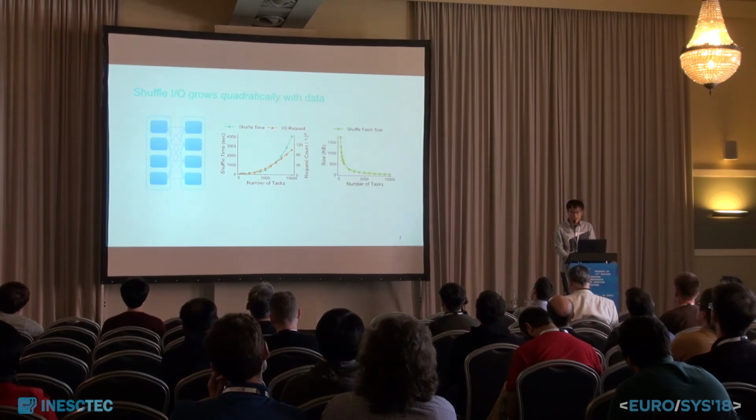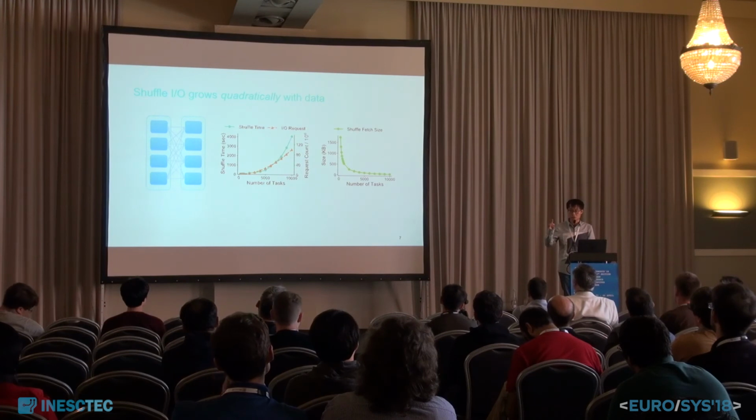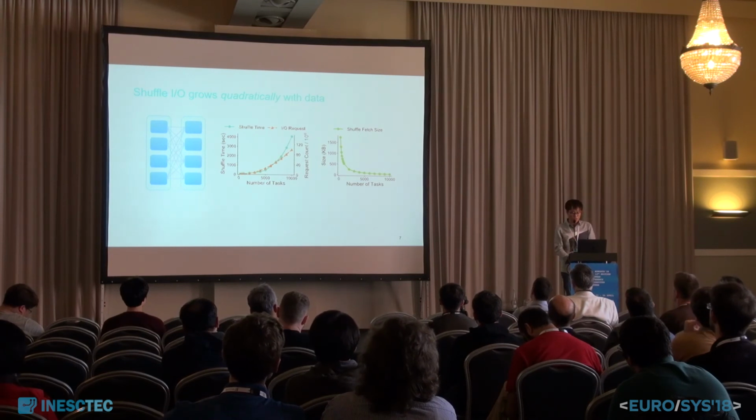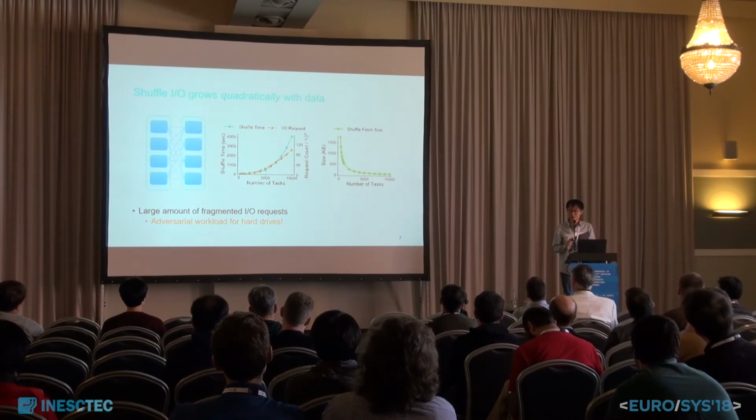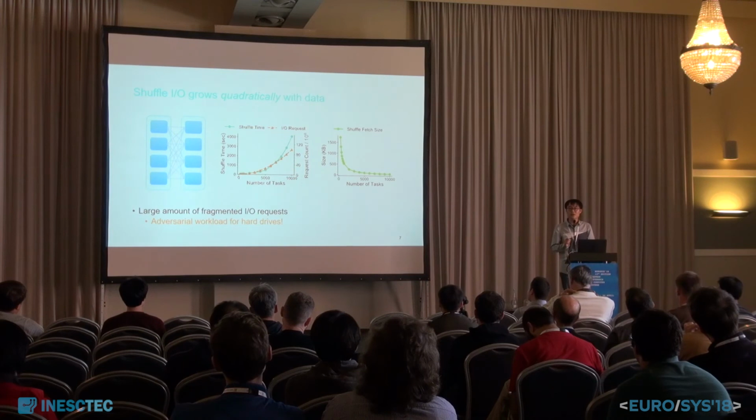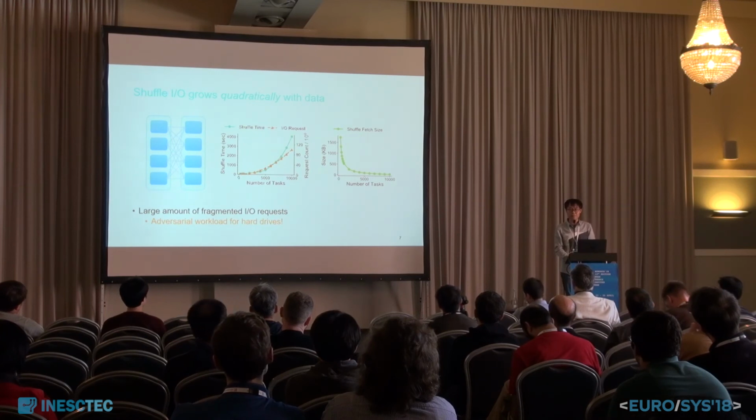And if you do the math here, because your data is only growing linearly, but your number of shuffle operations grows quadratically, the average size of each shuffle request is decreasing. What that means is that as the data grows, there is a large amount of fragmented small random I/O, which is exactly the adversarial workload for your hard drives. That can make the shuffle performance really bad.